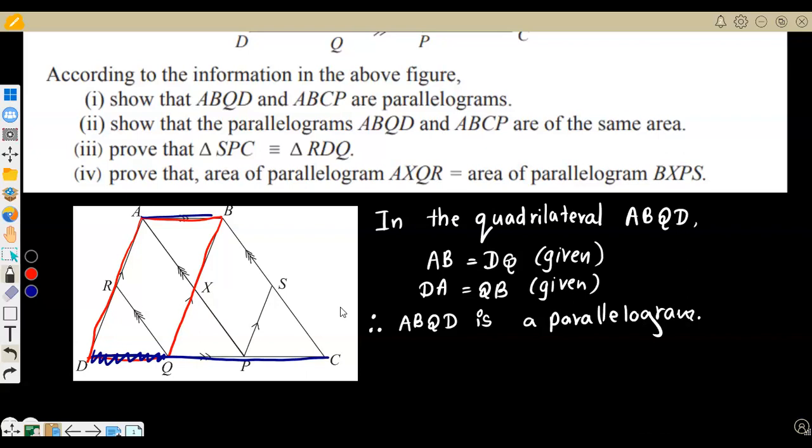Hello. Yes, teacher. Boys? Yes, teacher. Okay, if so, can you help me to write how to show that the ABCP quadrilateral is a parallelogram? I would like to give the chance to any girl or boy. You can take your chance and you can just explain how we show ABCP.